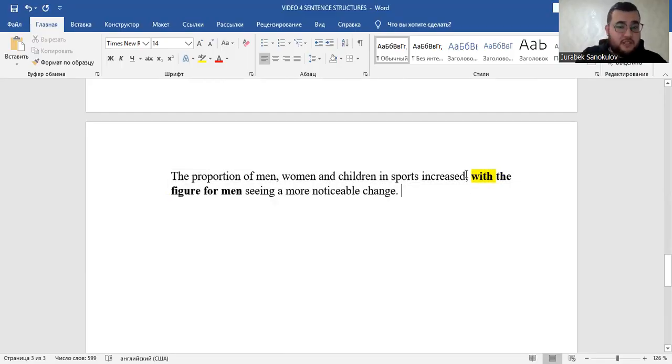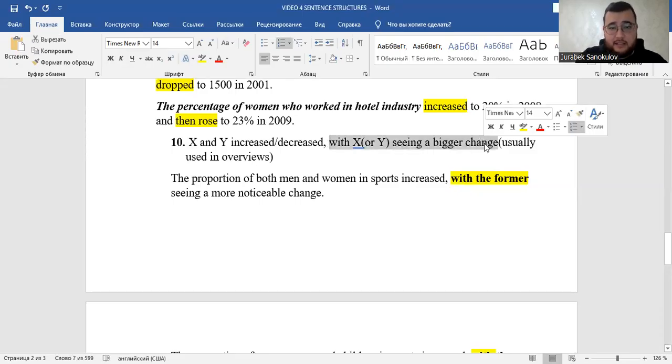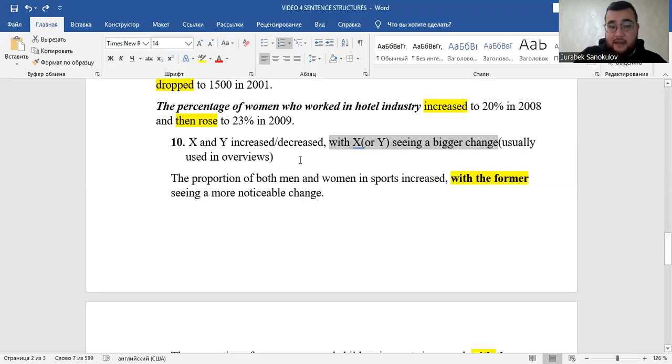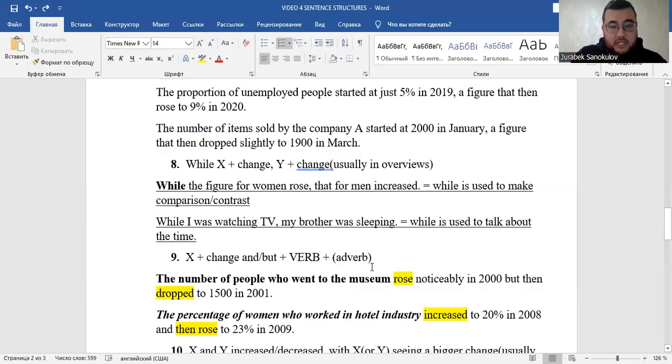So remember this. You need to talk about two or more things, and then you will pick one of them which had the biggest change, and you will include this in the second part of your sentence. So I usually use this sentence structure in overviews. I've mentioned this already, but that's how you will do it. That's how things work in task one chain charts.